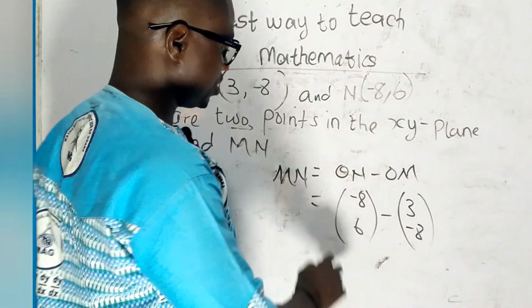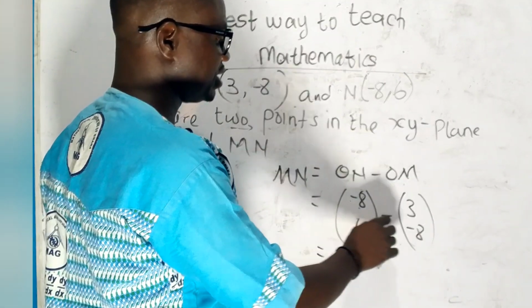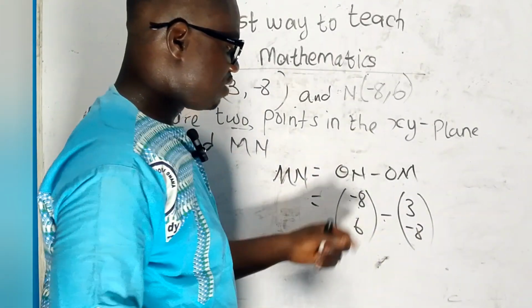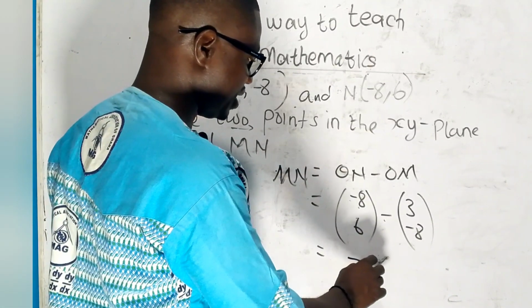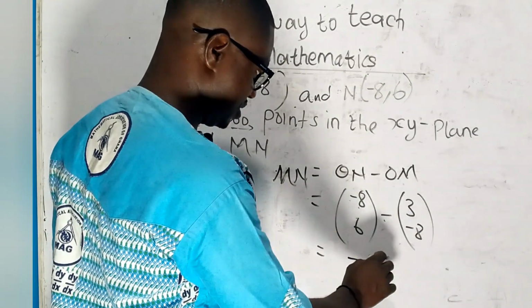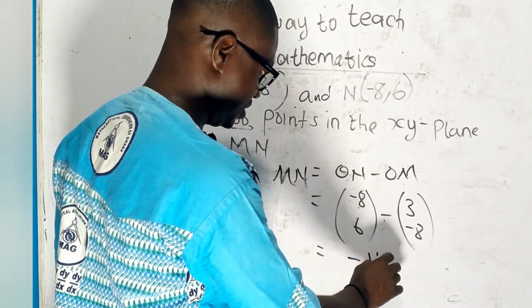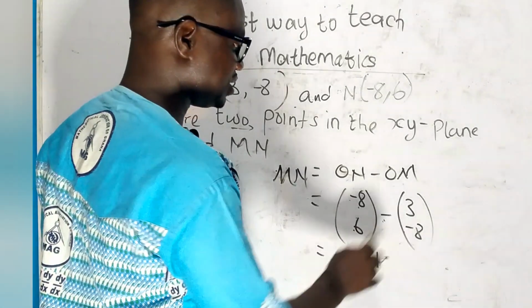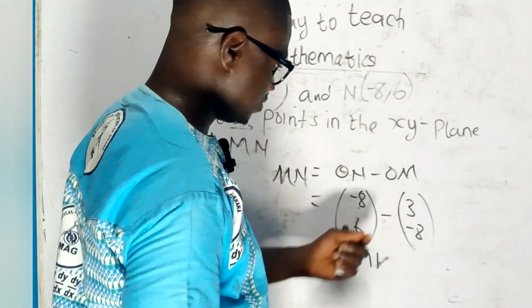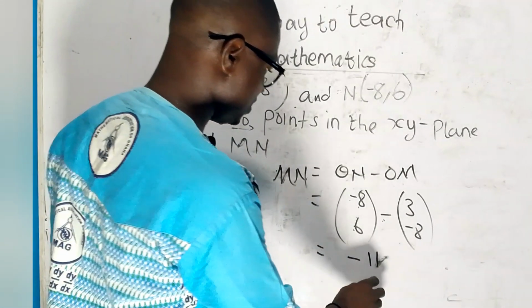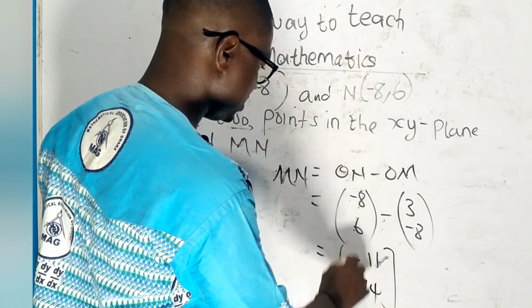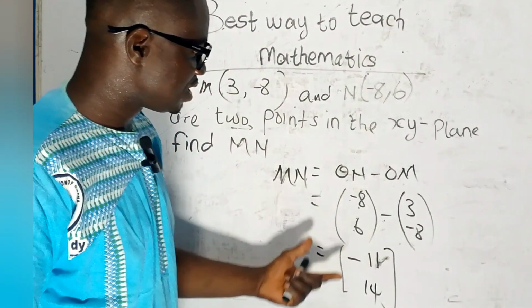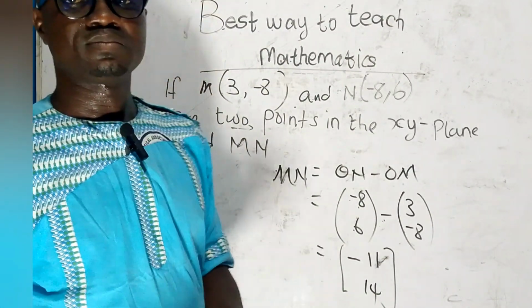So you do the subtraction. Minus 8 minus 3 will give us minus 11. 6 minus minus. Minus minus is positive, so that will give us 14. This is our answer. So learn how to get the approach.